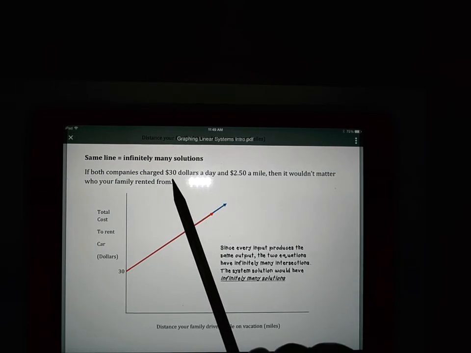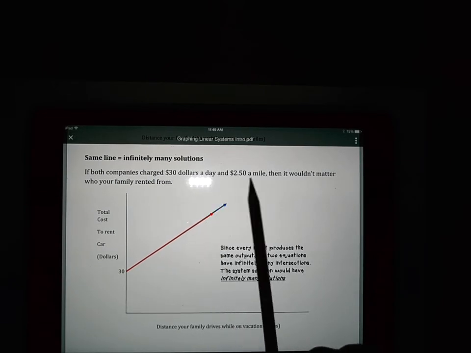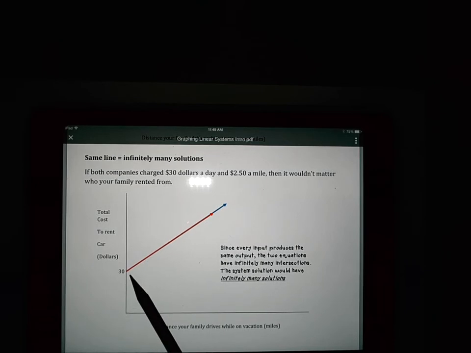In this case, let's say that both companies charge the same amount per day and per mile. That would mean that they would have the same line that was graphed. And since every input produces the same output, then the two equations have infinitely many intersections. Therefore, the system would have infinitely many solutions.